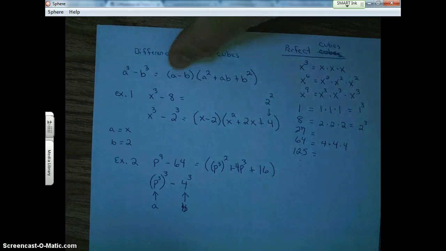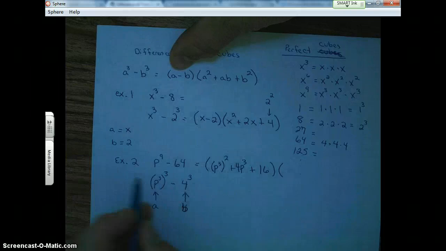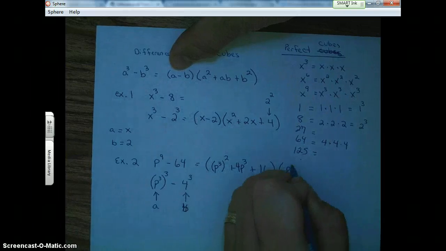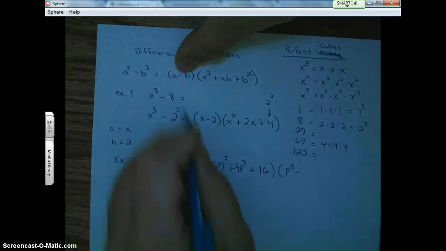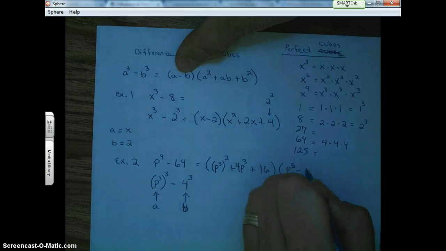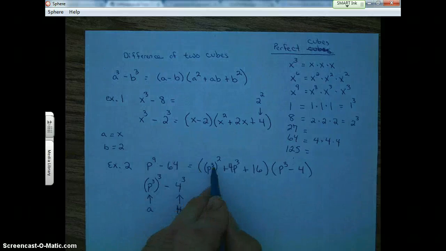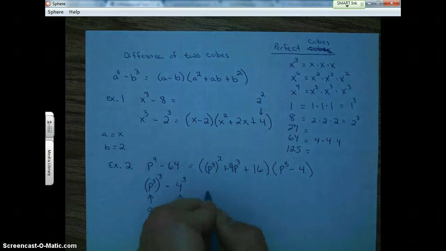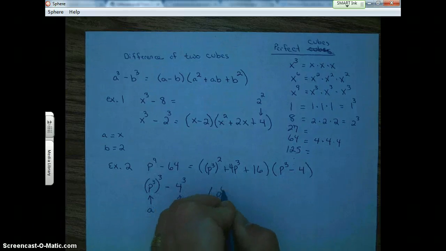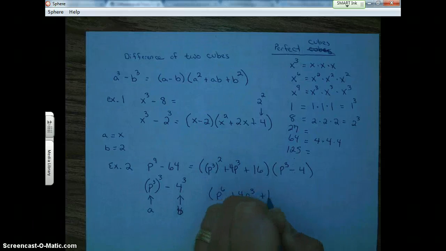I forgot the first one. Well, let's go ahead and do it next. A, which is p cubed, minus B, which is 4. Okay, so remember when you have a power raised to a power, this is really 6 here. So we'd have p to the 6 plus 4p cubed plus 16.